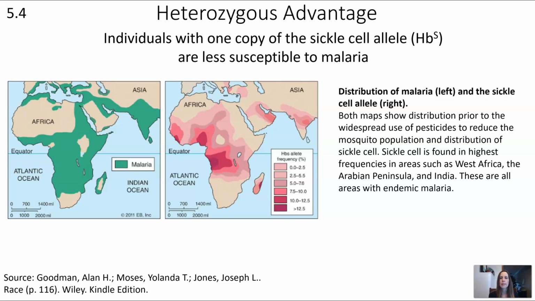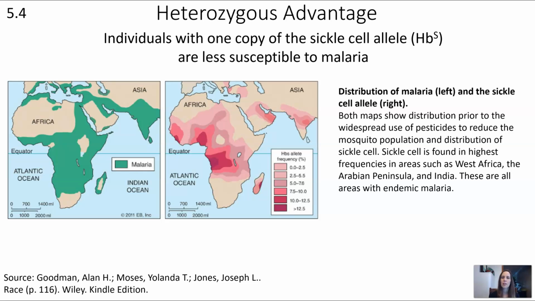So the prevalence of the sickle cell allele is most common in people whose ancestors come from areas where there's a high prevalence of malaria. You can see that in these pictures. The distribution of malaria is shown on the left, and the sickle cell allele is shown on the right.